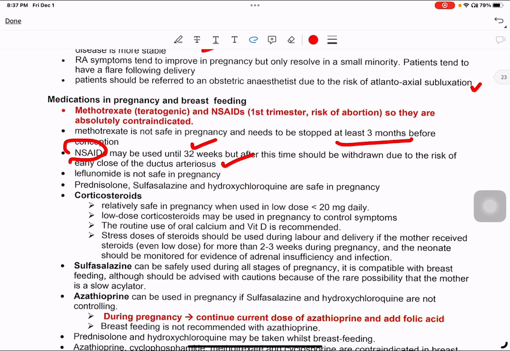Steroids are relatively safe in pregnancy if given in low doses, that is less than 20 mg daily. Low dose steroid may be used in pregnancy to control symptoms. Routine oral calcium and vitamin D supplementation should be given. Sulfasalazine can be used throughout all stages of pregnancy and is compatible with breastfeeding, although the patient should be advised of the rare possibility that the mother is a slow acetylator.